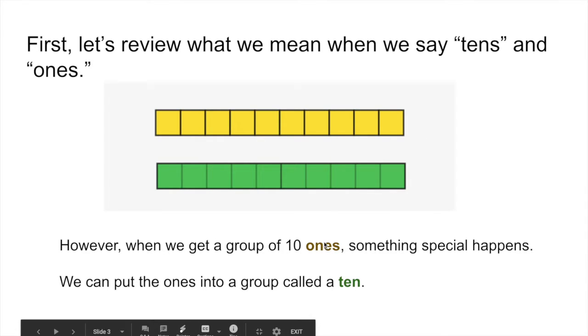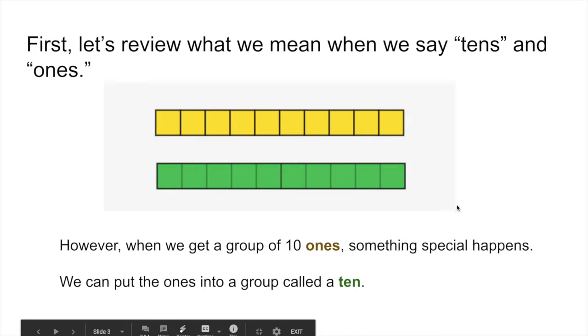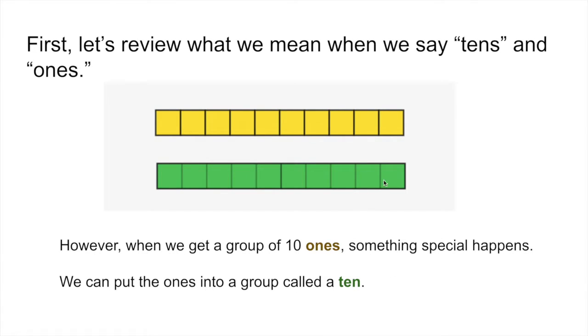I'm going to color code them. The ones will be yellow and the groups of 10 will be green because it'll be easier to see things as we go forward. Once you've made one of those groups, we call it a 10.